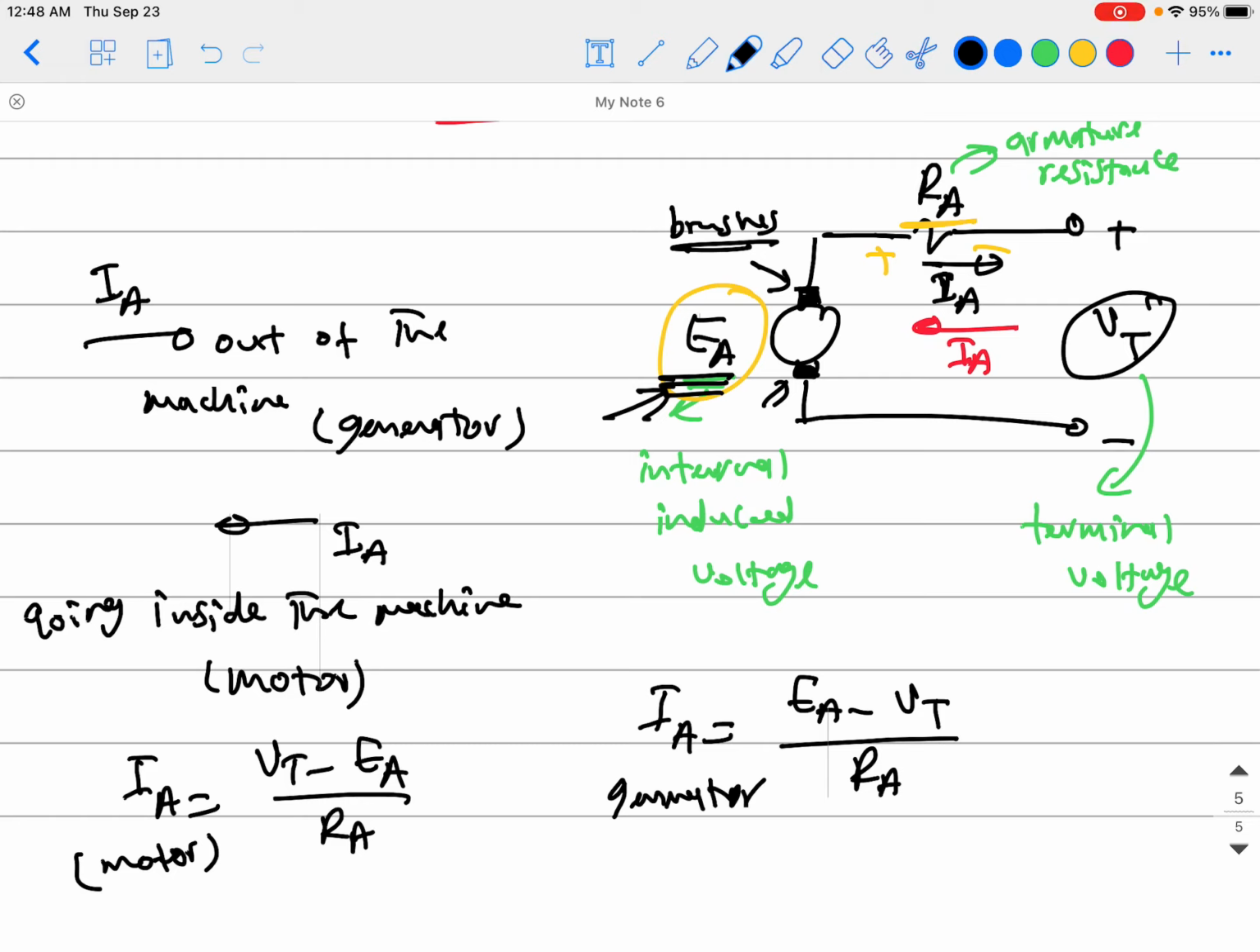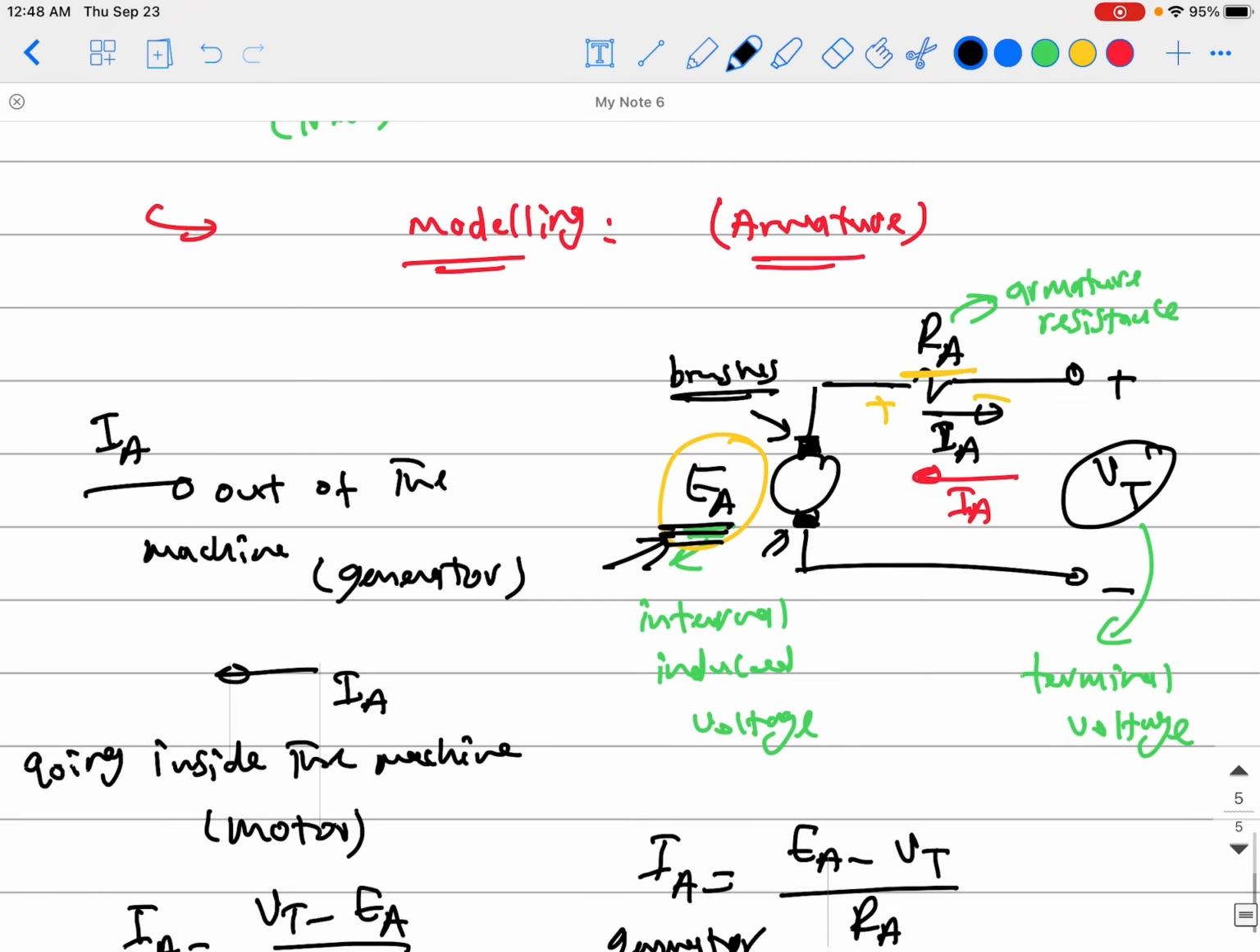So that's the thing I need you to go out with: an electric circuit that represents your armature. If you can calculate the internal induced EMF E armature using this equation, and you know the terminal voltage, and you know the armature resistance from the manufacturer's catalog or measured using an ohm meter, now you know all the information and you can calculate the amount of current.